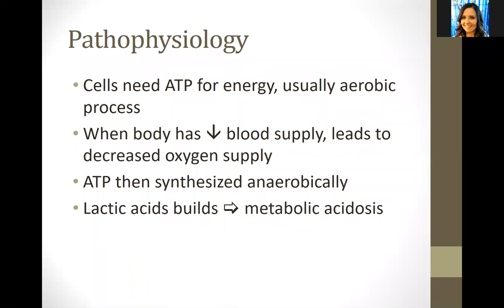The pathophysiology behind shock. So our cells need ATP for energy. Energy for any process we do, even breathing, we need energy for. Usually, it's an aerobic process. So aerobic means with oxygen. With ATP, we use it for energy. Remember, we talked about even breathing, so muscle contractions, conductions of impulses. Think about the heart.